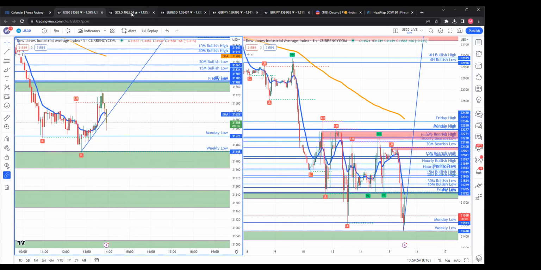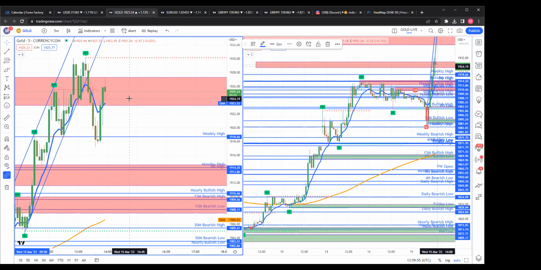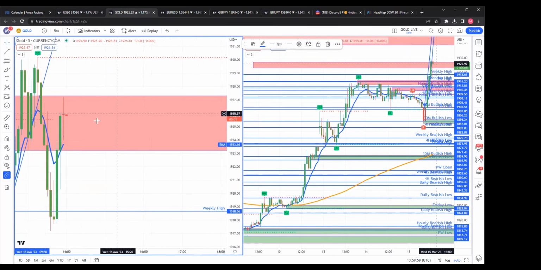So right now on US 30, I don't see anything to trade. Gold, I did mention I'm looking for a sell on gold. The best sell on gold was this candle. So this closed below, this went back up to this supply zone and closed again below. So this would have been the sell on gold, 1924.